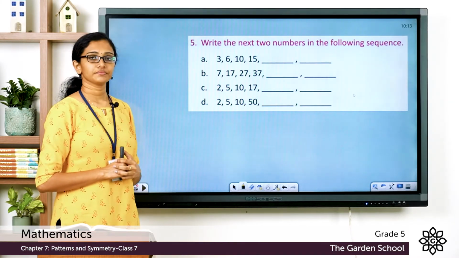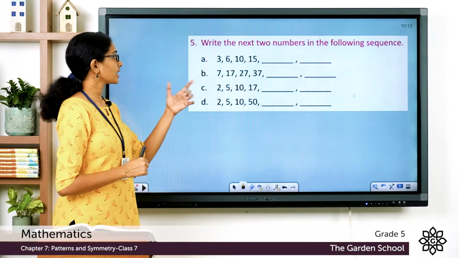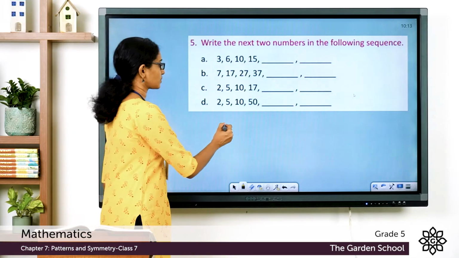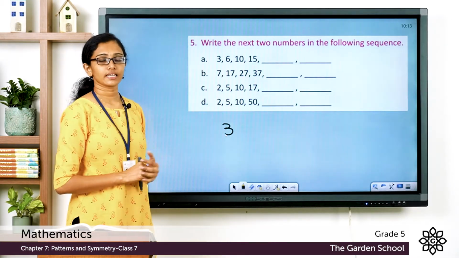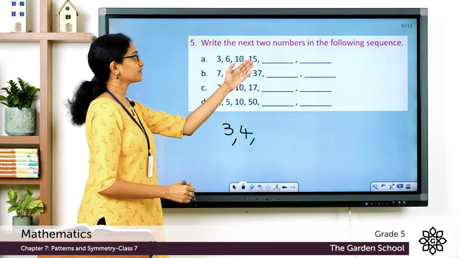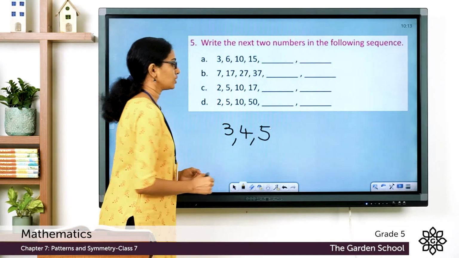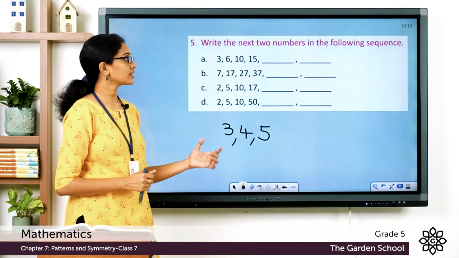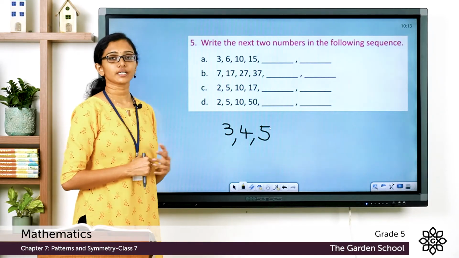3 and 6. Let's take the difference. What is the difference of 3 and 6? It is 3. And what is the difference of 6 and 10? It is 4. What's the difference of 10 and 15? It is 5. So see, the differences between the consecutive numbers form a pattern themselves.